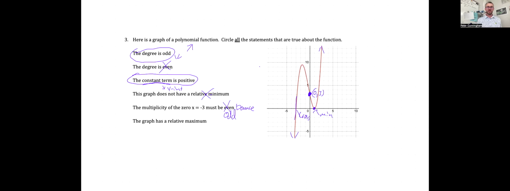The graph has a relative maximum. So let's take that definition of relative minimum, the bottom of those middle dips, and let's look at, is there a top of these dips? Well, that's this. Yes, this is true. Why is it true? You can just draw an arrow there to show that that is a relative maximum.